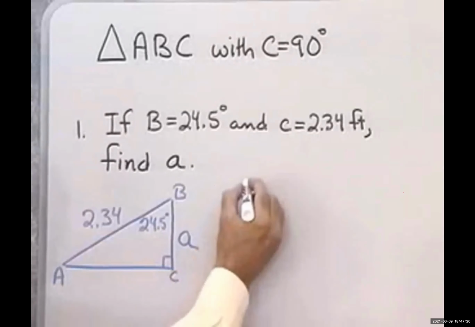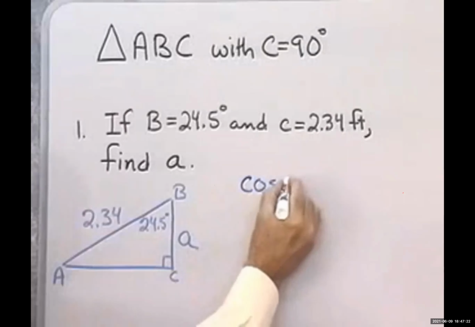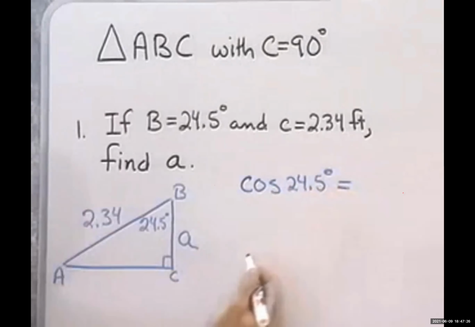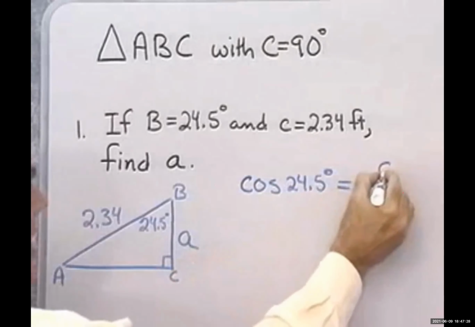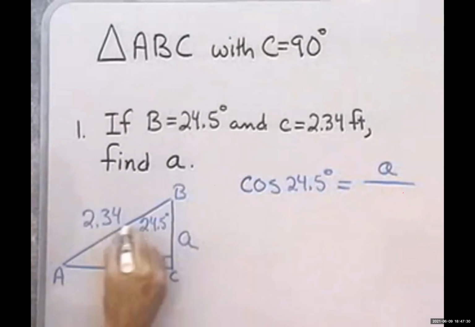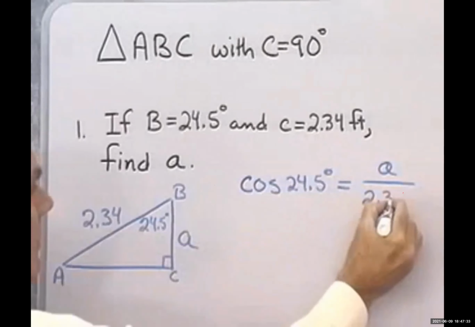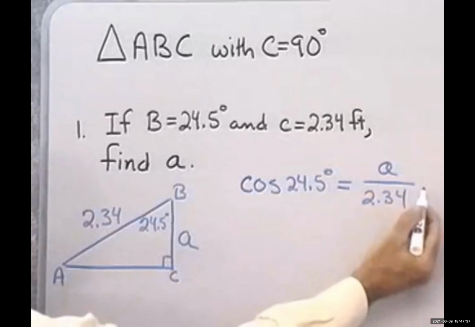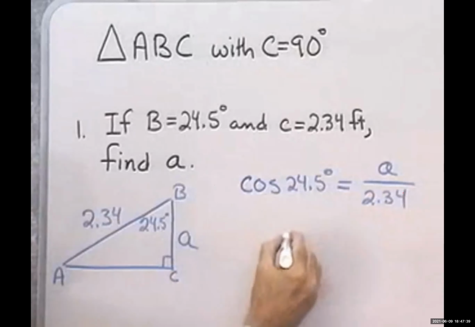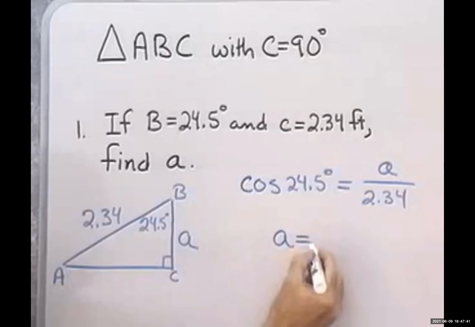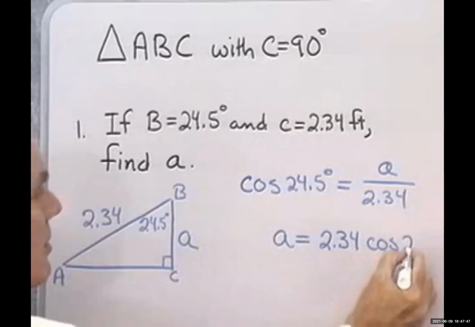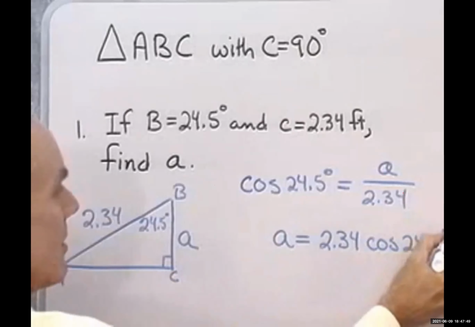So I'm going to write this relationship down. The cosine of 24.5 degrees is equal to the adjacent side A divided by the hypotenuse 2.34. So I solved this equation for A by multiplying both sides by 2.34. I'll also reverse the two sides, and I end up with A equals 2.34 times the cosine of 24.5 degrees.